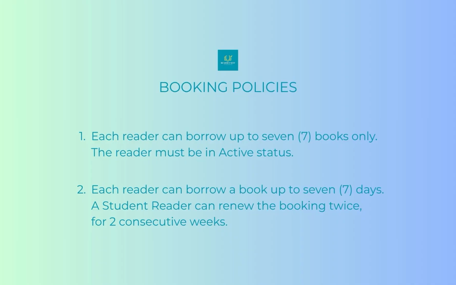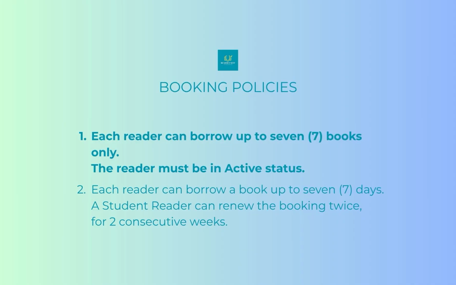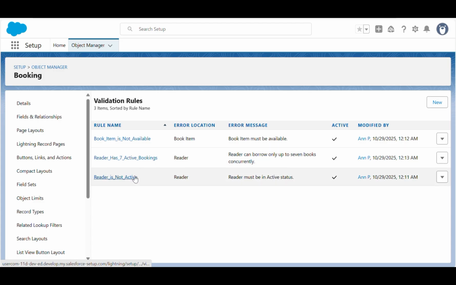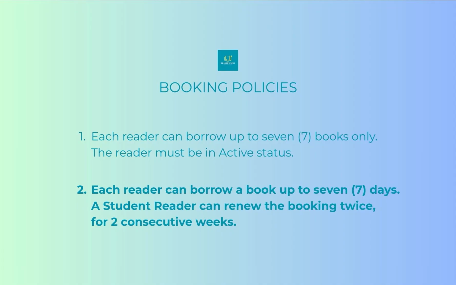The Reader's Nest app follows these booking policies. Number 1, each reader can borrow up to 7 books only. The reader must be in active status. To satisfy this requirement, I've created these validation rules that check on the status and the number of active bookings of the reader. Next up, number 2, each reader can borrow a book up to 7 days. A student reader can renew the booking twice for 2 consecutive weeks. As shown earlier, record types were used for this requirement.